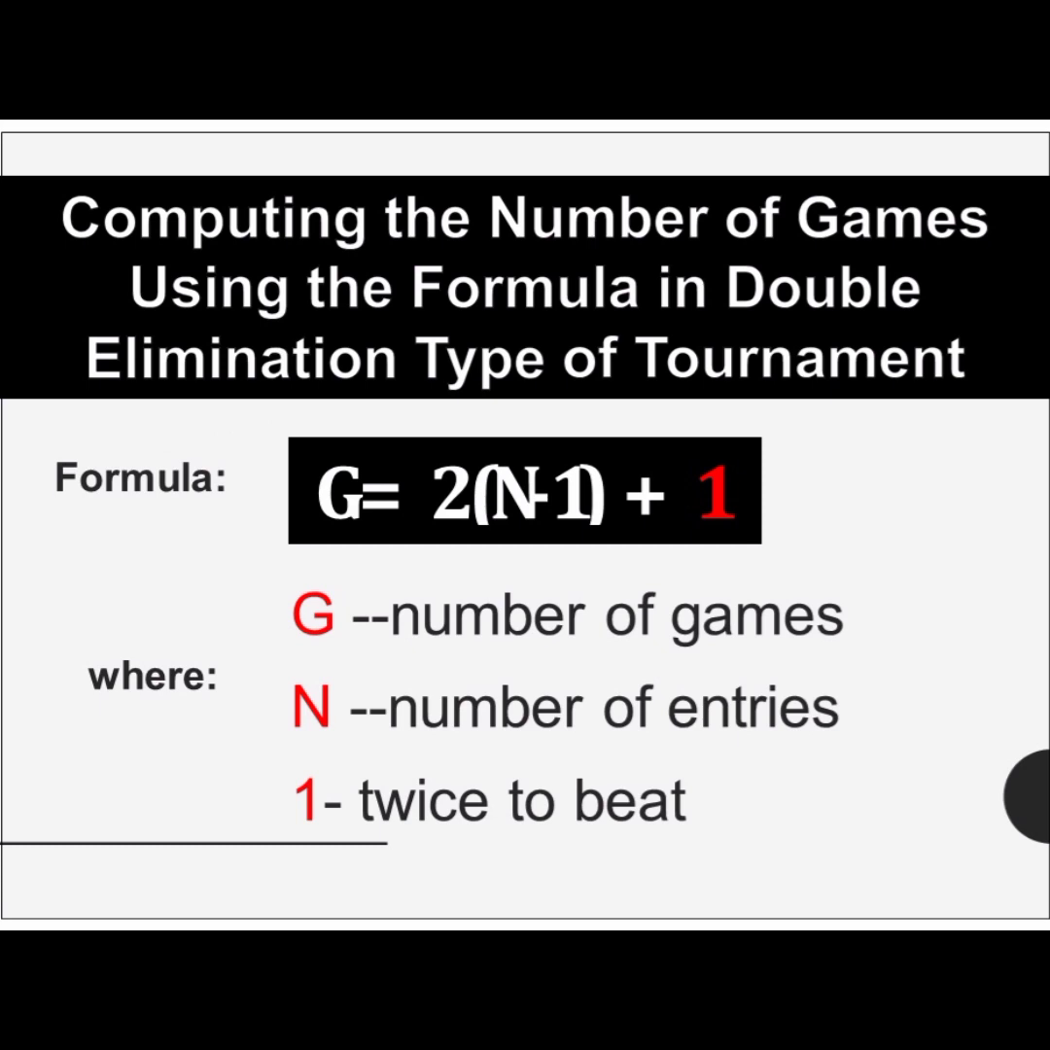In computing the number of games for double elimination, here is the formula: G = 2n - 1, where G is the number of games, n is the number of entries or the number of teams, minus 1. And the plus 1, that is if we have to beat the winner twice for the last game.